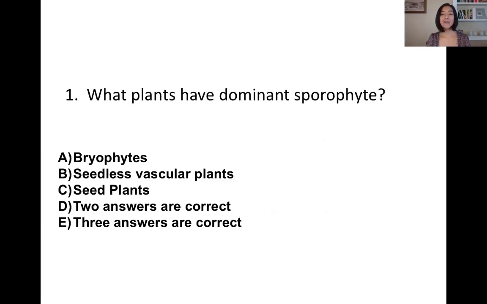What plants have dominant sporophytes? A, bryophytes, B, seedless vascular plants, C, seed plants, D, 2 answers are correct, E, 3 answers are correct. Okay, 2 answers are correct because seed plants and seedless vascular plants have dominant sporophytes.